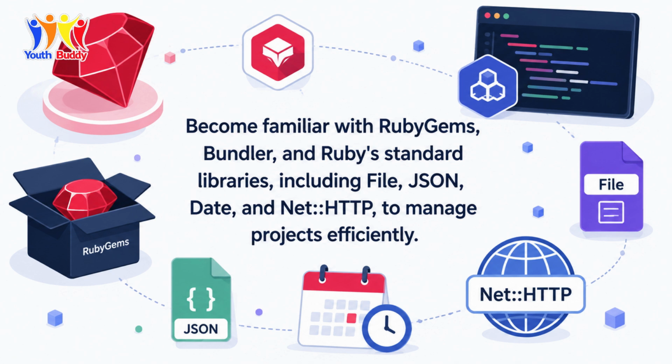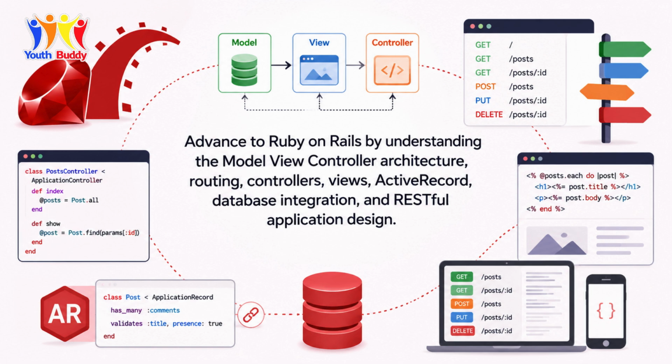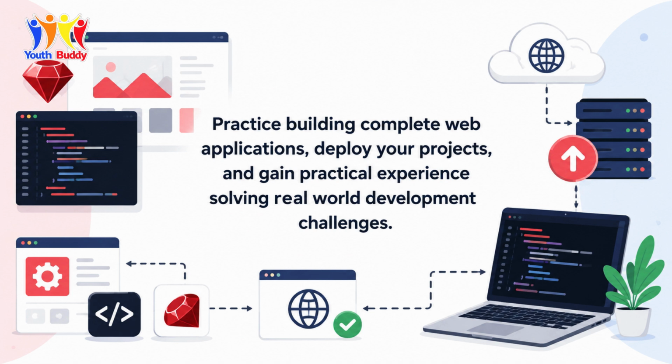Become familiar with Ruby gems, bundler, and Ruby's standard libraries, including file, JSON, date, and net-HTTP, to manage projects efficiently. Advance to Ruby on Rails by understanding the model view controller architecture, routing, controllers, views, active record, database integration, and RESTful application design. Practice building complete web applications, deploy your projects, and gain practical experience by solving real-world development challenges.